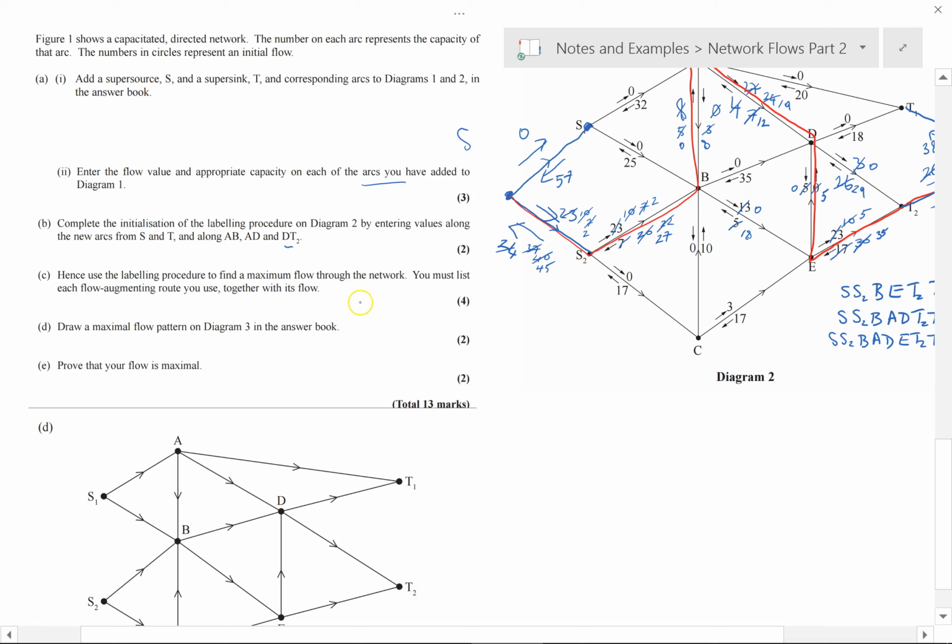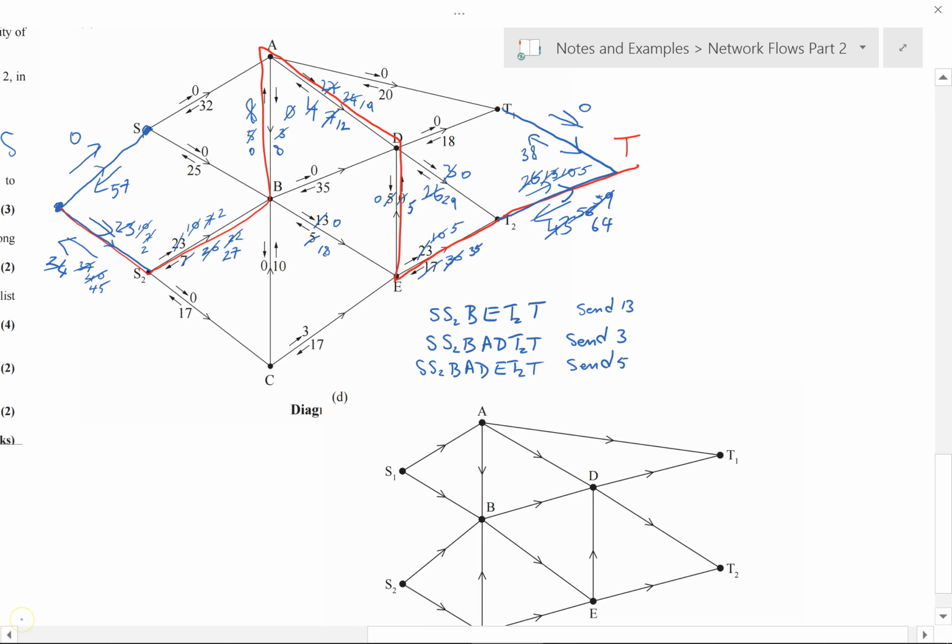We've got our labeling procedure here. They're asking us to do a final flow pattern which would be in the answer book, and then for part E they're asking us to prove it's maximal. So I'm just going to tidy up here and put it together so I can work easier. Notice here there's no super source and super sink, which we don't want in our final diagram, because we use just those as a convenience in order to use the labeling procedure, and we can't use them in edges or as part of our proof it's maximal.